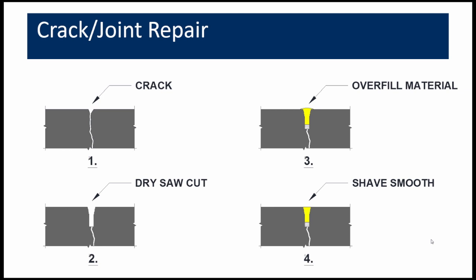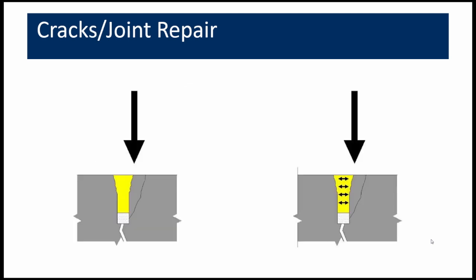So I'll start off with typical repairs for cracks and joints. This is the common process that we use. You can see it's pretty simple. You simply cut a fairly deep groove into the crack. Sometimes you'll plug it with some sand or other material at the bottom to prevent your repair material from running down into the crack, and then you overfill it with the repair material, and then you shave it nice and smooth and flush with the top of the concrete surface.